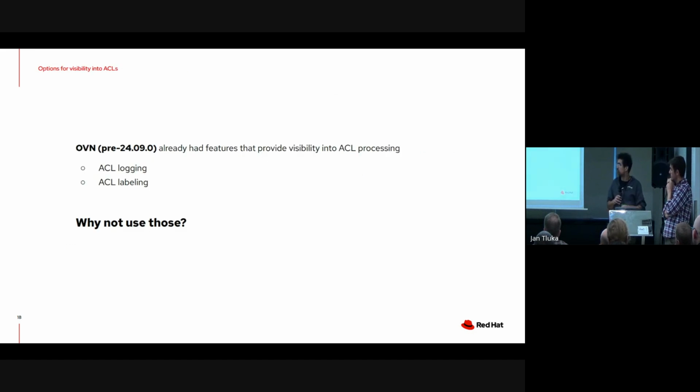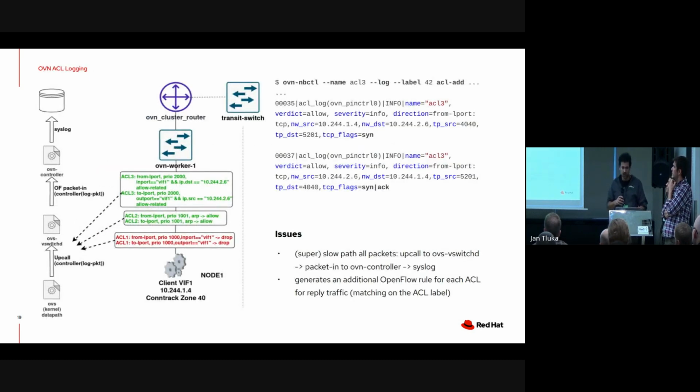Right, so what I showed now were plain ACLs. We still have no visibility. And it turns out that OVN actually has, or had before 24.09, features to provide some visibility into ACLs. Two of them actually, ACL logging and ACL labeling. So you might ask, yeah, why not use those? So I'll just quickly show what those features do.